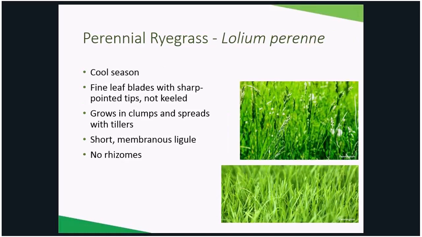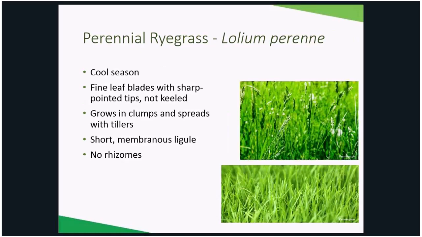Okay, we're halfway through the lawn grasses we're going to look at. So our next one is Perennial Ryegrass. This one, again, is going to have thinner, finer leaf blades like our Kentucky bluegrass, but they're not going to have that keel. Again, they're sharp-pointed.